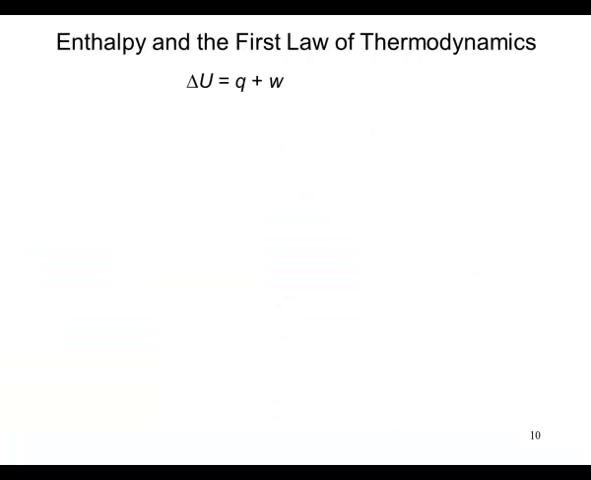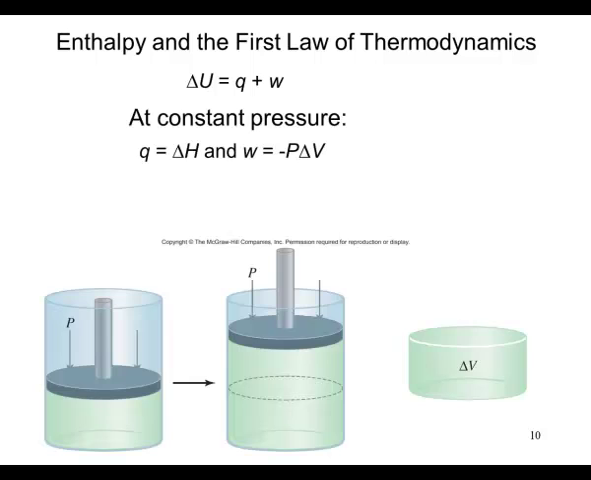Enthalpy and the first law of thermodynamics. The first law again is delta U equals Q plus W. The internal energy equals the heat plus the work. At constant pressure, however, Q, the heat, is equal to delta H, the change in enthalpy. And W, the work, equals minus the external pressure P times the change in volume.